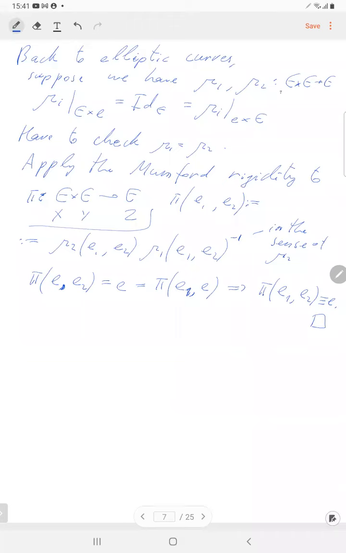Okay, so now let's start something absolutely new, a new topic, namely correspondences for curves.